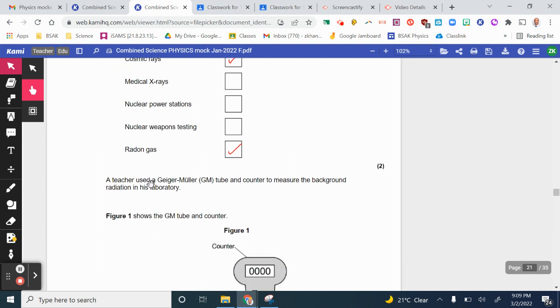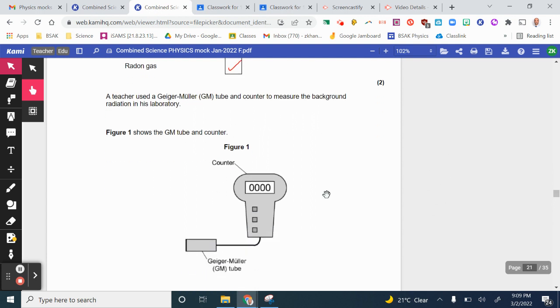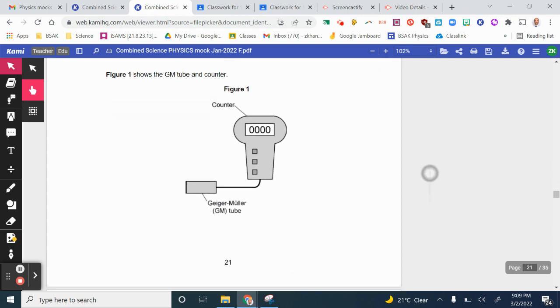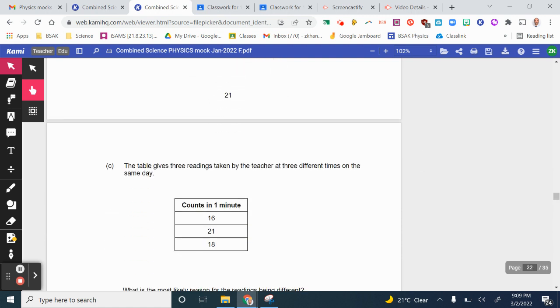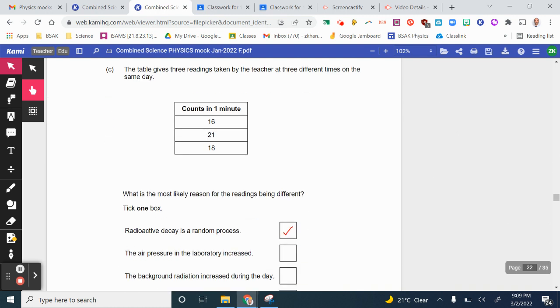A teacher is using a GM tube and count meter to measure the background radiation. So this is the detector, and this tells you how much radiation has been detected. Now, the amount of radiation detected after 1 minute in the air was 16 counts, 21 counts, and 18 counts. So, a slight difference in each count.